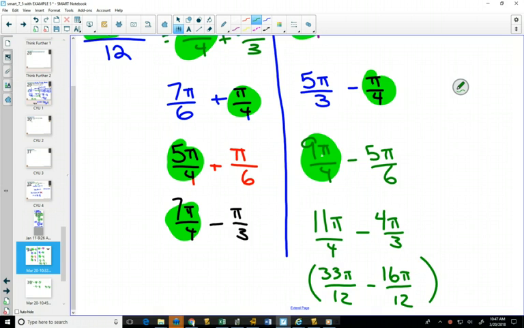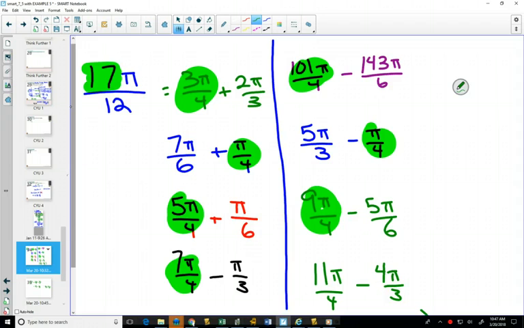Now, you won't be going and doing super high ones like the one that I put up, the 101 pi over 4. That's a little bit ridiculous, okay? But you will be using ones in your first time around the circle.